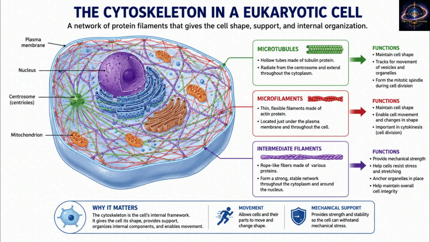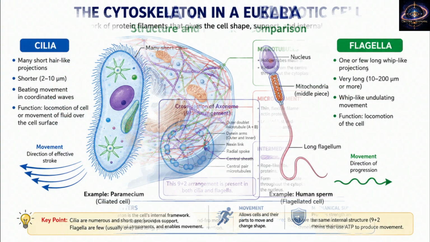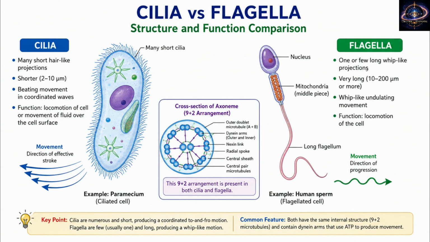It was proposed by Singer and Nicholson in 1972. Q16. What is passive transport? Movement of molecules across membrane without energy is called passive transport. Q17. What is active transport? Movement of molecules against concentration gradient using ATP is called active transport.